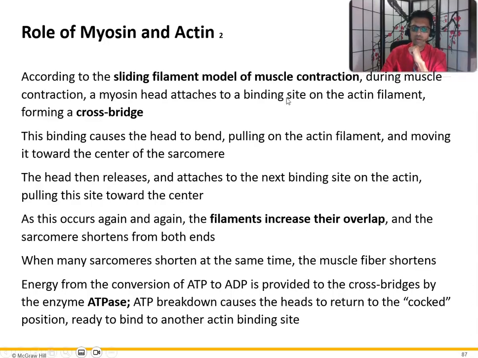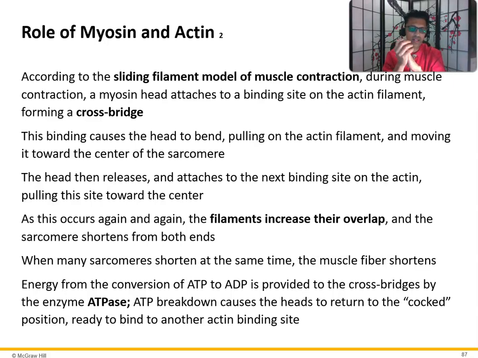So what's the role of actin and myosin? According to the sliding filament model of muscle contraction, during muscle contraction, a myosin head attaches to the binding site of an actin filament, forming a cross bridge. So here, myosin comes in, it forms a cross bridge. This binding causes the head to bend, pulling on the actin and moving it toward the center of the sarcomere. The head then releases and attaches to the next binding site on the actin, pulling the site toward the center. So it's just boom, boom, boom, boom, and you need ATP along the way.